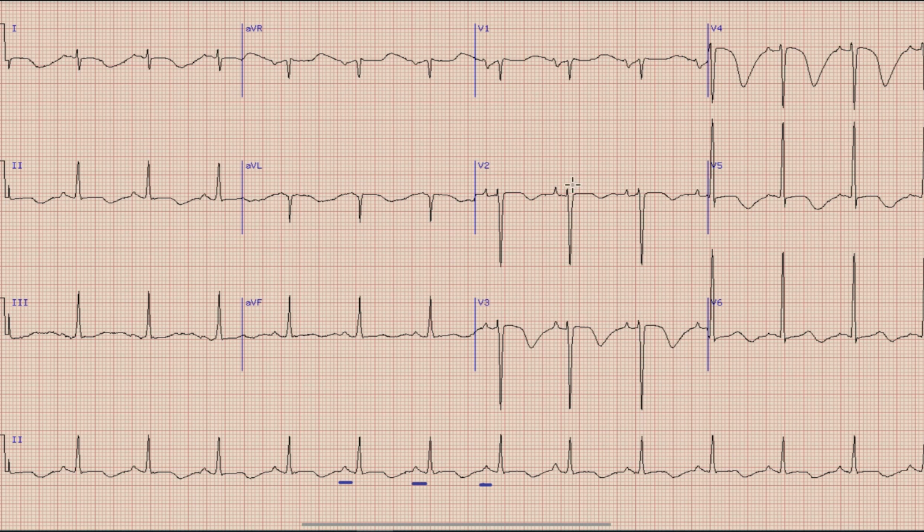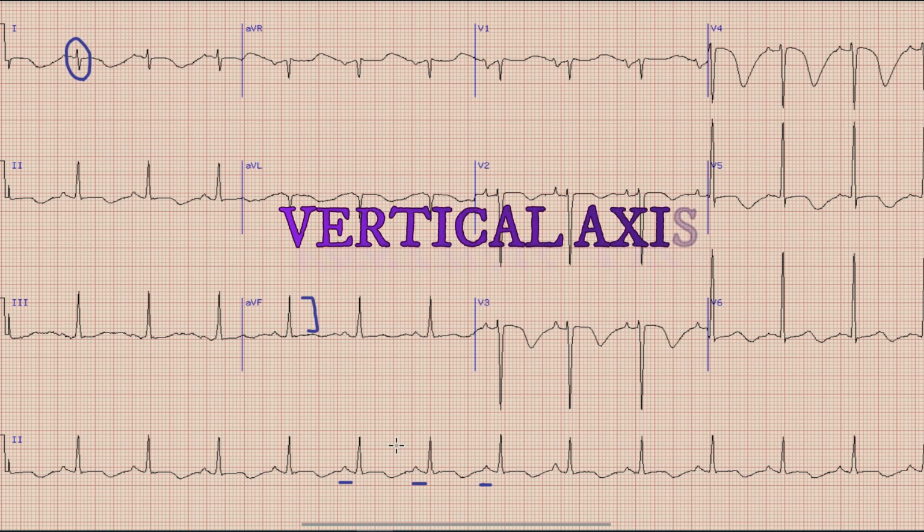After the heart rate, the next thing is axis. As you know, for axis we look at lead 1 and lead AVF. Here you can see that in lead 1 the QRS complex is isoelectric, whereas the direction of the QRS complex in lead AVF is upwards. It means that the vector of the current is mainly directed towards lead AVF, and lead AVF usually is placed on the foot. So we can say that the axis in this case is vertical axis.